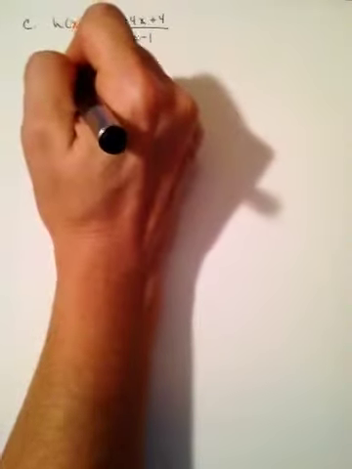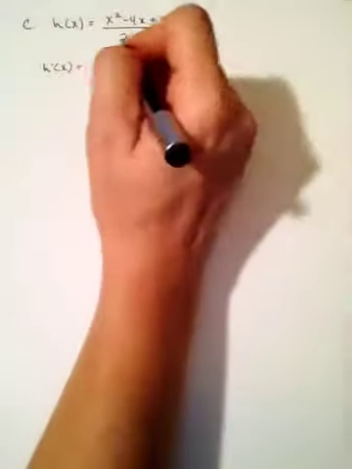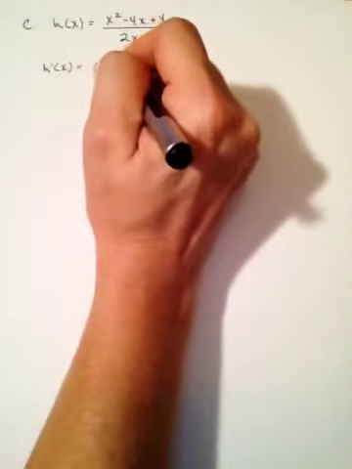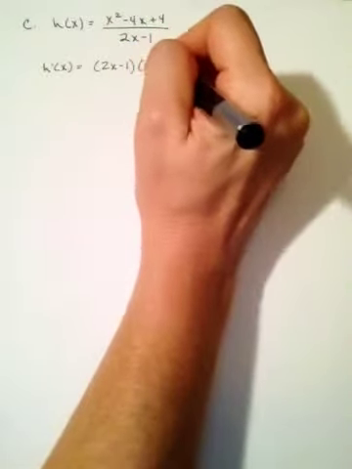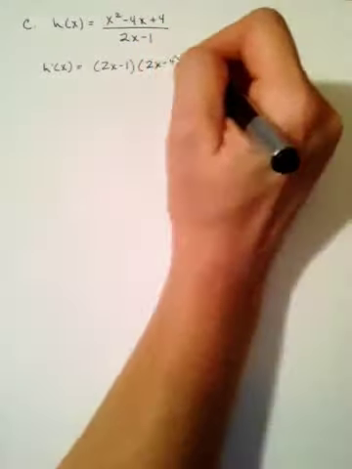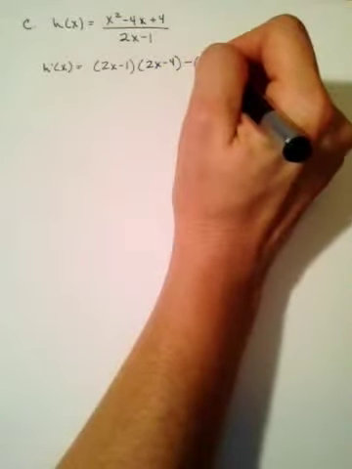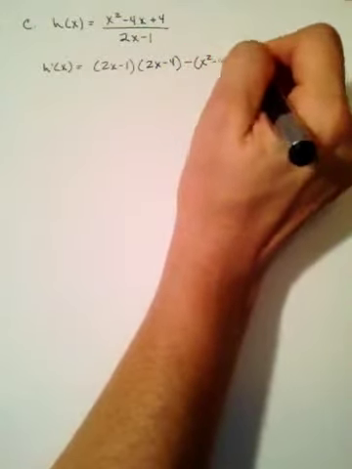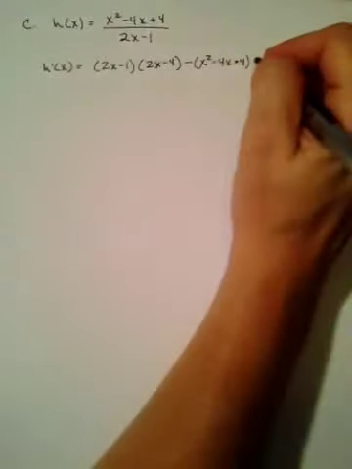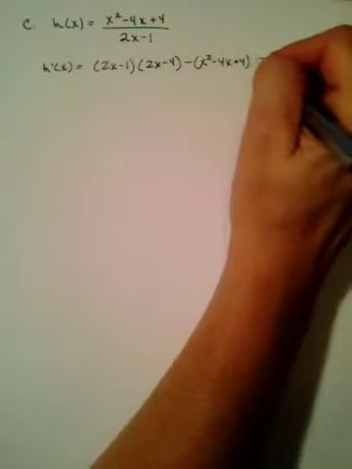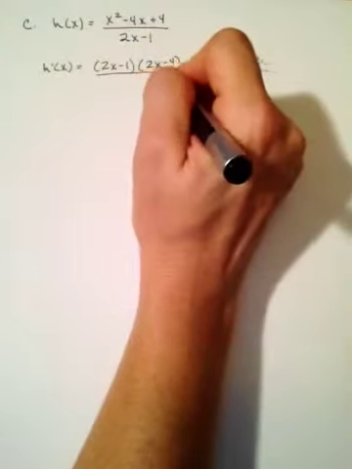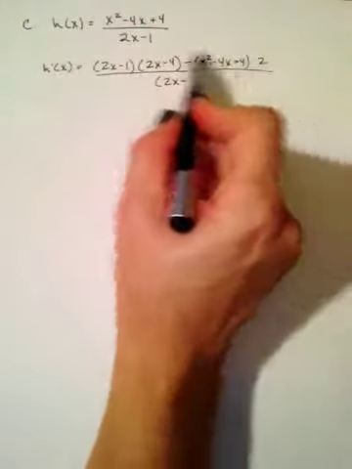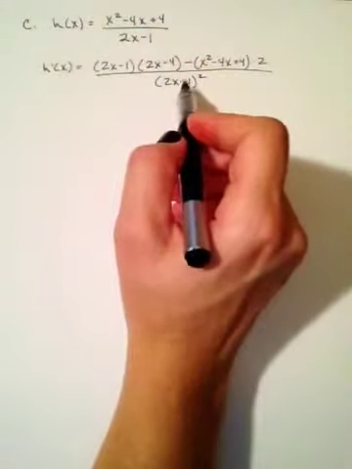So h prime of x equals, we're going to have the bottom function, 2x minus 1, times the derivative of the numerator, 2x minus 4, minus the numerator, x squared minus 4x plus 4, times the derivative of the denominator, 2, all over the denominator squared. Now what I'm going to do is actually work to simplify my numerator. I'm going to leave my denominator alone.